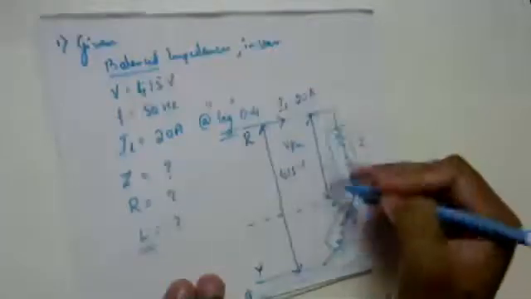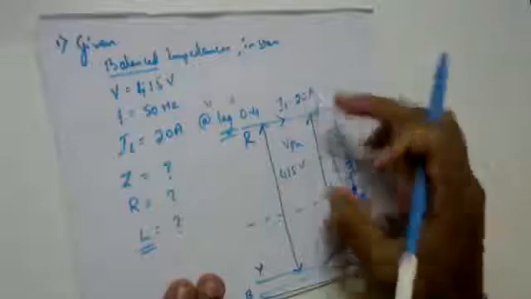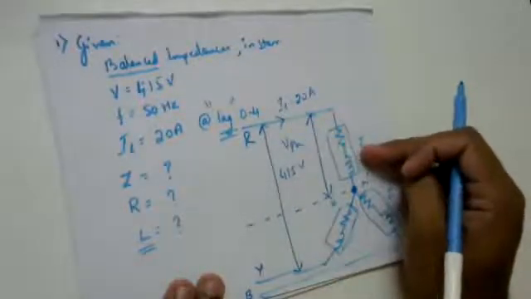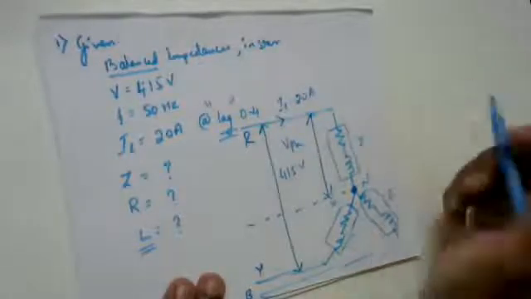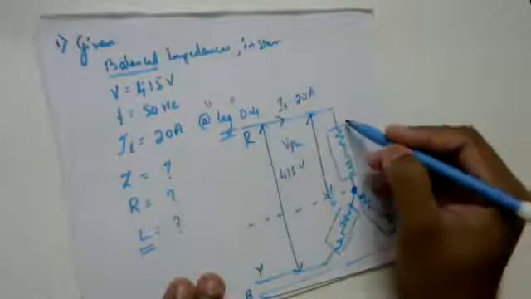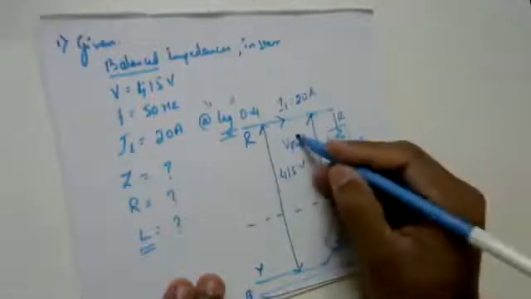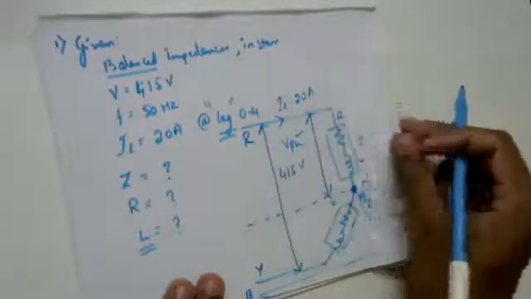So this is nothing but the phase voltage. Once I know the phase voltage and the current, I can compute the impedance. If I know the impedance, then with some alternative equations, I can compute the resistance and the inductance. So first I need to compute the phase voltage.